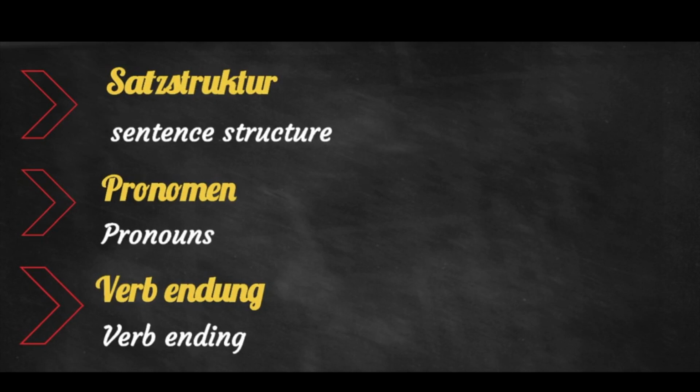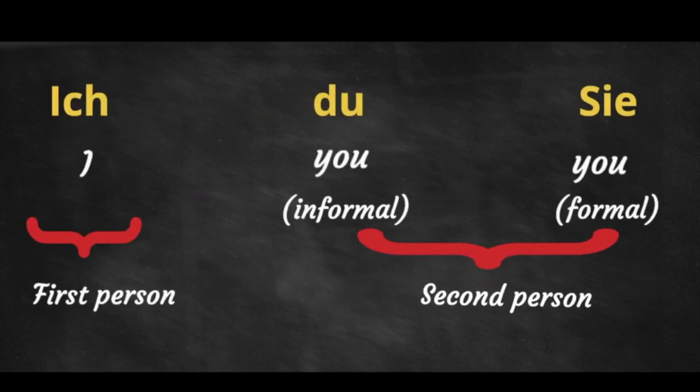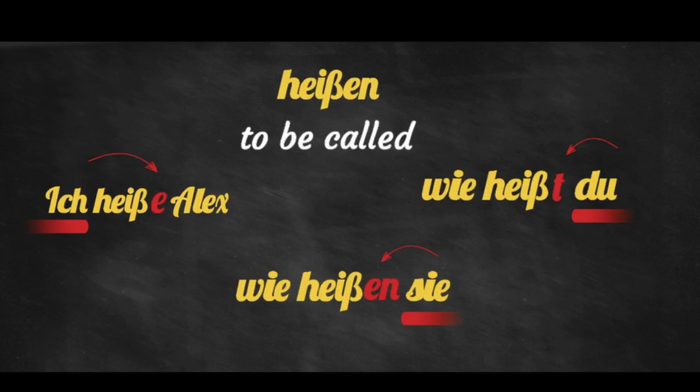You might be familiar with these three sentences. Ich heiße Alex. Wohnst du in Berlin? Kommen Sie aus Indien? Here, ich, du and sie, these three are the pronouns. Ich is the pronoun for the first person. Du and sie are for the second person. Du is informal and is used when you are having a conversation with family or friends. But sie is formal and is used when you are talking to strangers or having an official conversation.